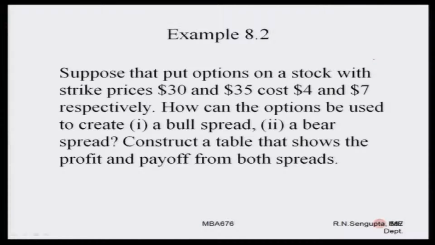Suppose in the next example you have put options with strike prices 30 and 35, and the put prices P1 and P2 are given as 4 and 7. How can the options be used to create a bull spread or a bear spread? Construct tables accordingly and draw it accordingly.